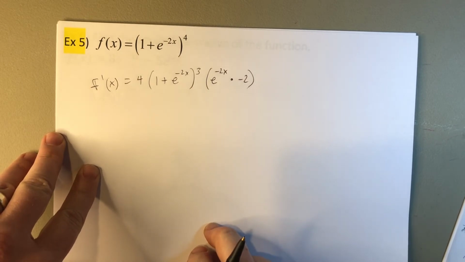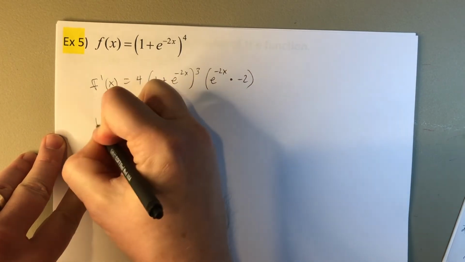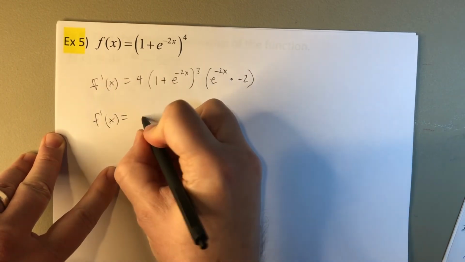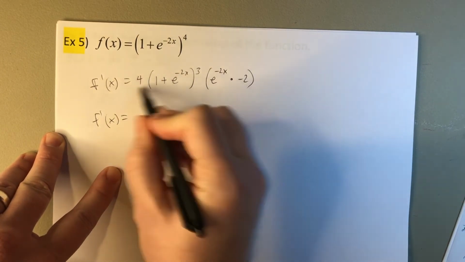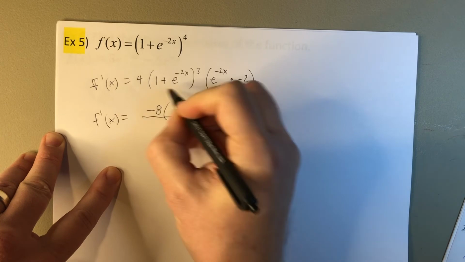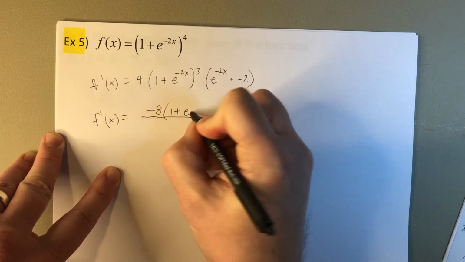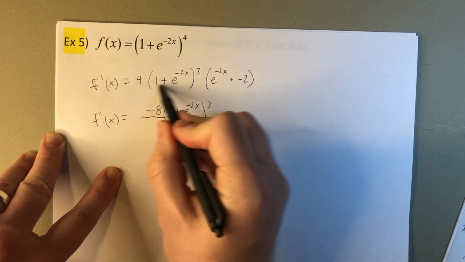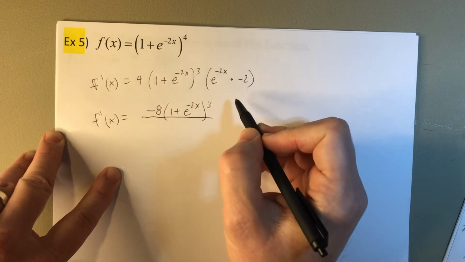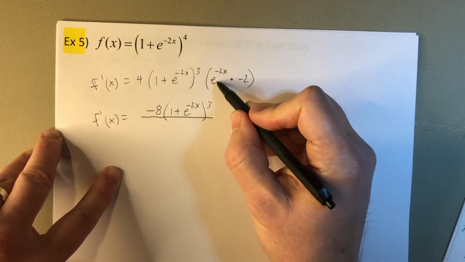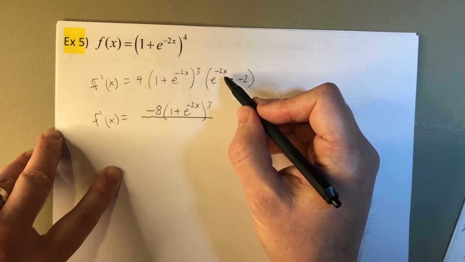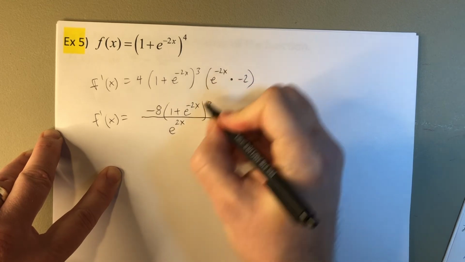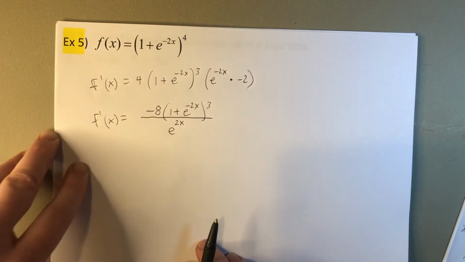Now, if you really wanted to, you could rewrite this. So let's see what we're going to get here. Well, I'm going to put a division bar. You're going to see why in a minute. What's 4 times negative 2? It's negative 8. This part stays the same, 1 plus e to the negative 2x cubed. This part, remember, it's just 4 times this, times this, times this. So this part we haven't messed with yet. It's e to the negative 2x. And we remember that with the negative exponent, that means we can invert the base. In this case, it goes from the numerator to the denominator. And this is what it would look like.